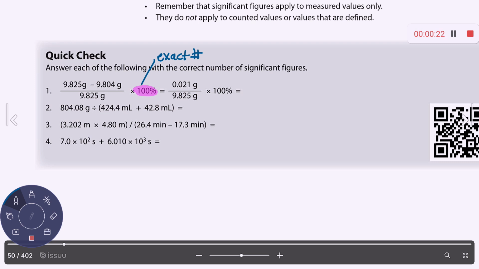Exact numbers come from being able to physically count objects. So if I had 5 cookies, the number 5 would be exact, okay? It has infinite sig figs, it doesn't have any limit. So we can't consider it when we're using sig figs to round off our answer.